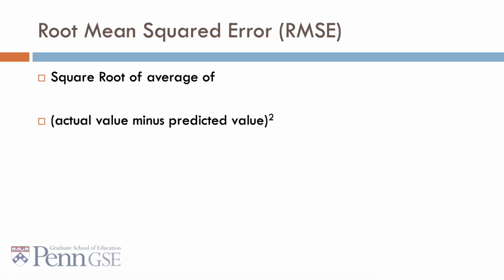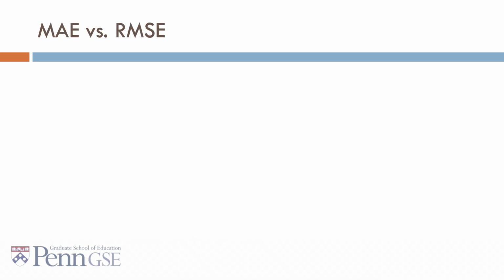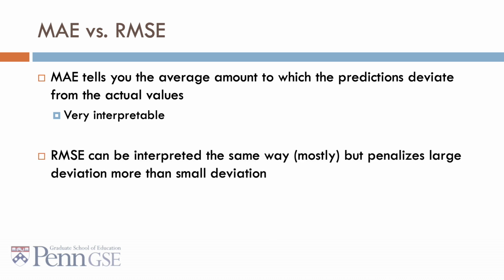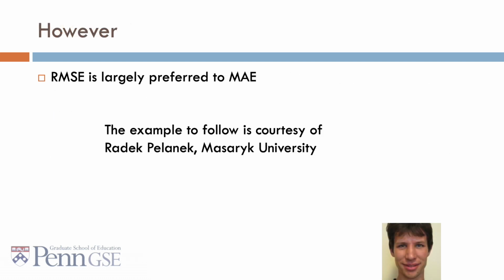The root mean squared error is very similar, but just a little bit different. Rather than taking the absolute value, you square the difference between the actual value and the predicted value. You average those squares, and then you take the square root of that. So what's the difference between the mean absolute error and the root mean squared error? Well, at one level, the MAE tells you the average amount to which the predictions deviate from the actual values, and that's very interpretable. RMSE can be interpreted the same way, mostly, but it penalizes large deviation more than small deviation. However, the root mean squared error is largely preferred to the mean absolute error.